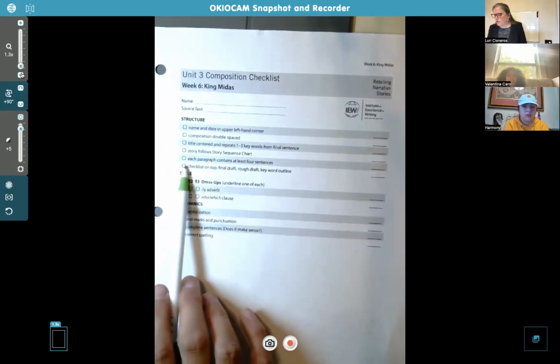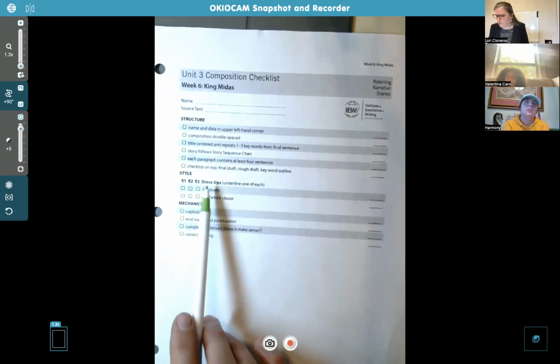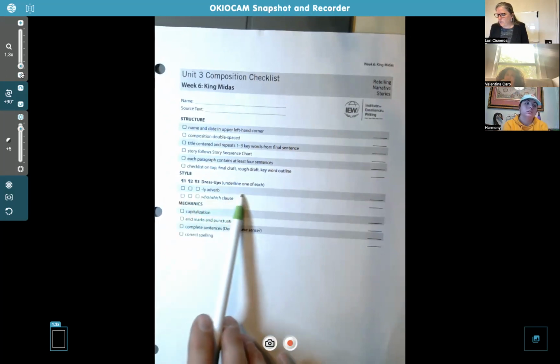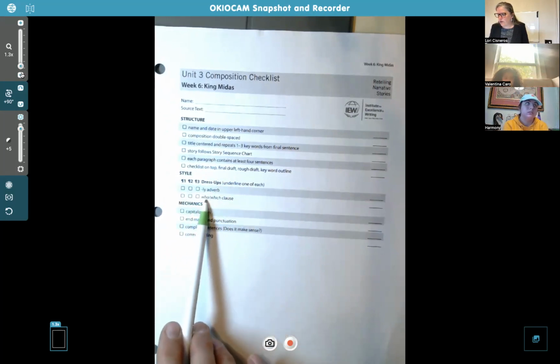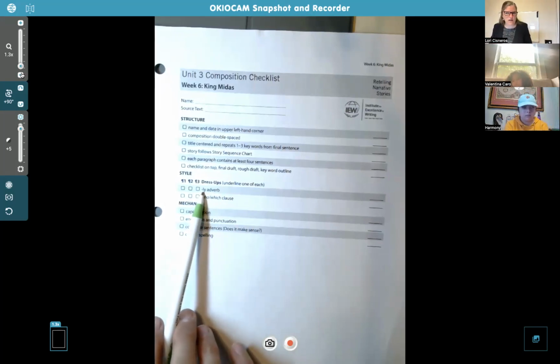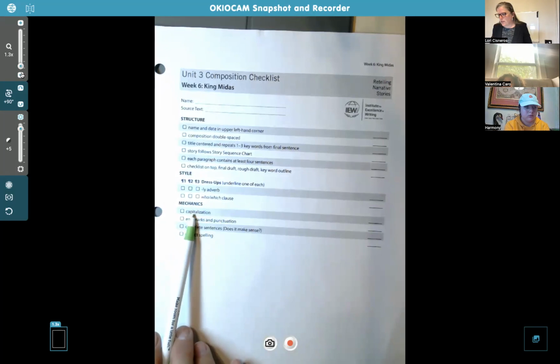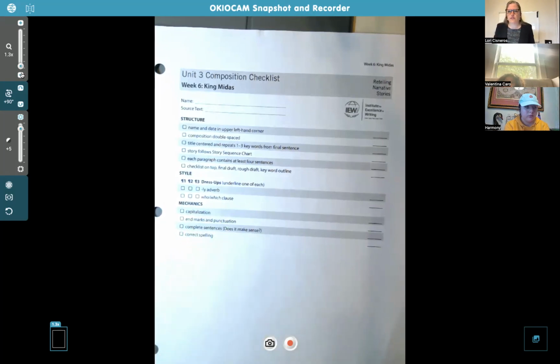Don't worry about this one. You don't have to keep the checklist on top and all that. That's for when we're in person. But right here, we still have ly adverb and who, which clause. So in your second paragraph and your third paragraph, you need to have at least one ly adverb and at least one who, which clause. And all you have to underline is the ly word and who or which. Okay, and then down here, capitalization, end marks, and all that stuff. You girls know about that.